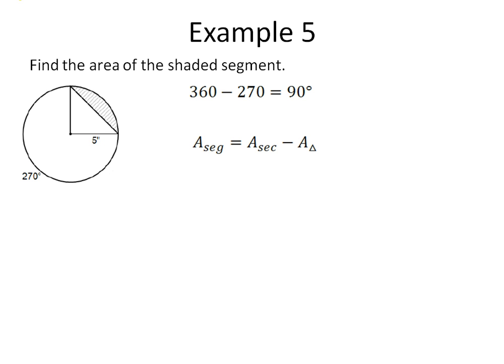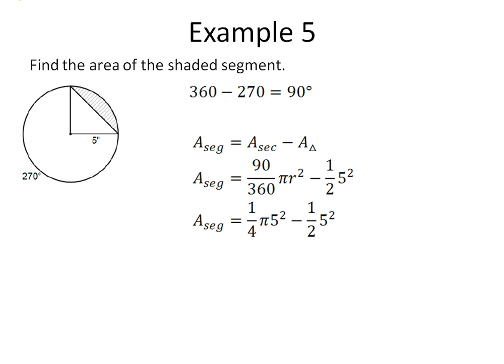So here's what we got. The area of the segment is equal to the area of the sector, which is the previous formula we just talked about, which is going to be the angle at the center here that forms the sector. So this is 90 over 360 times pi r squared, which is the area of the whole circle. And then that's going to be minus 1/2 times 5 times 5, which is 5 squared.